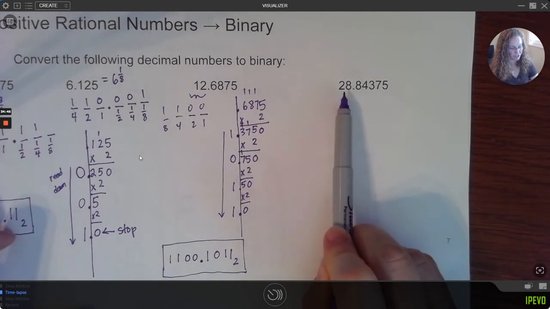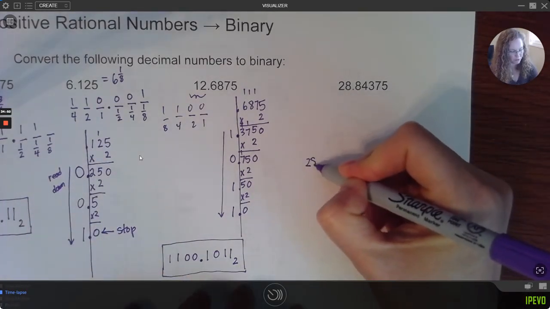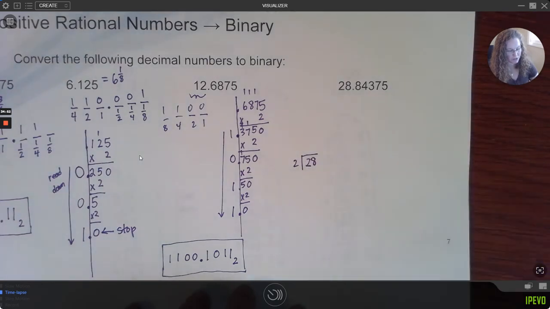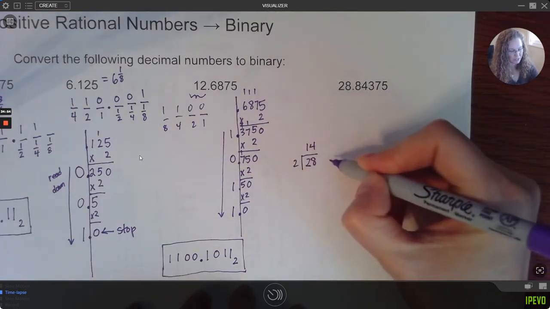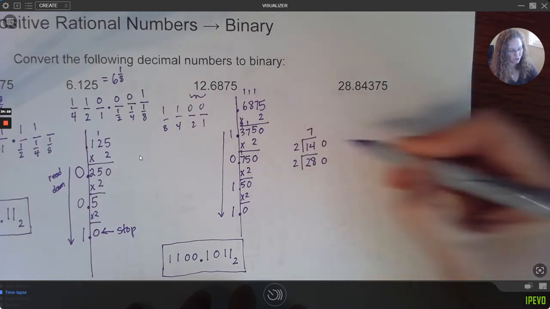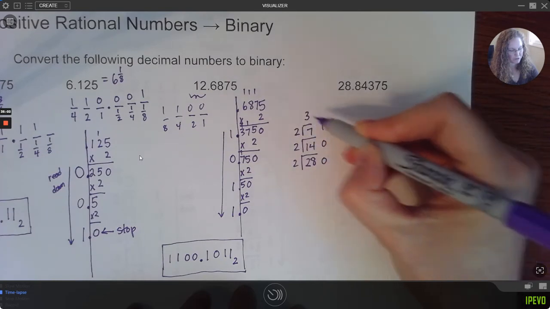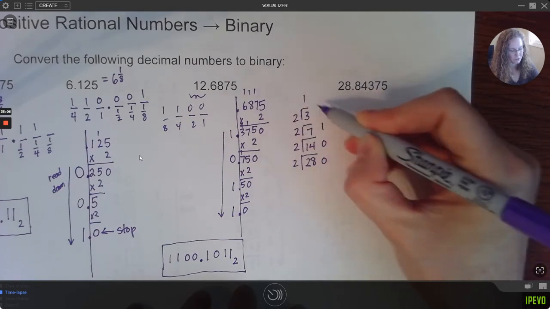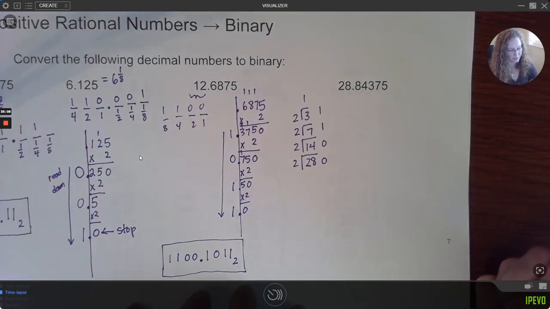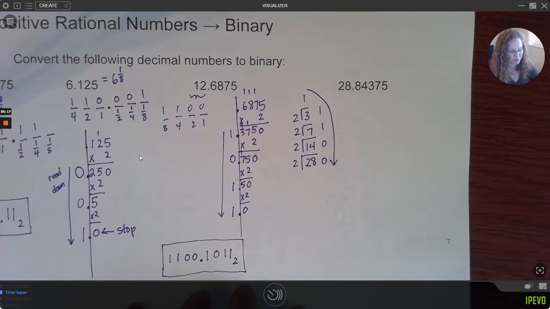Okay, first of all, we're going to do the 28, and that's a big enough number that we probably want to do our repeated division process. So 2 goes into 28 14 times with a remainder of 0. It goes into 14 7 times with a remainder of 0. It goes into 7 3 times with a remainder of 1, and into 3 once with a remainder of 1. If we read this down, that will give us the part before the binary point.